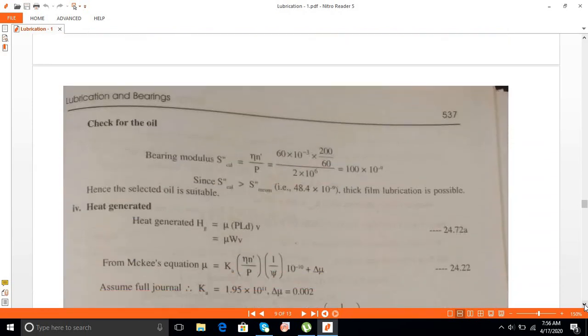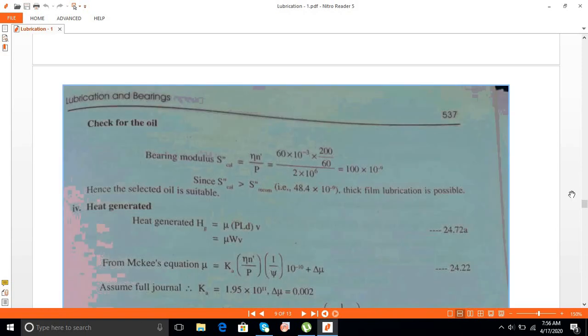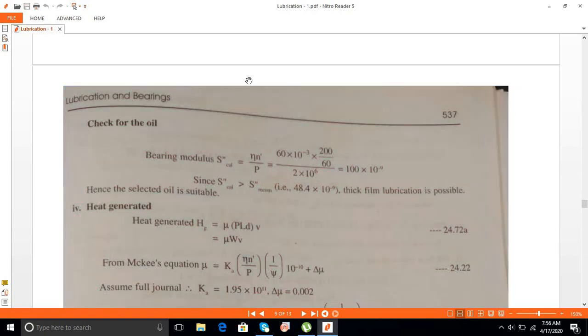Next, we need to check the oil. To check whether it is thick or not, we need to calculate bearing modulus. Bearing modulus is the one which we say is a calculated one, calculated from the data we have for this problem. So it is nu n dash divided by p. Nu is 60 centipoise, and n dash is nothing but RPM by 60. RPM is given as 200, divided by 60 RPS.